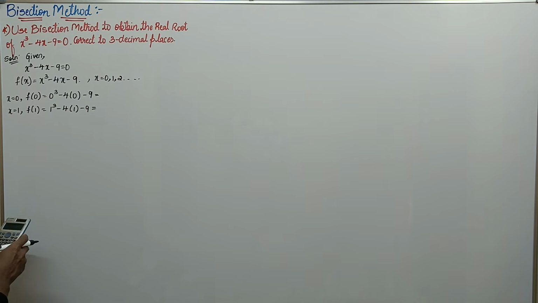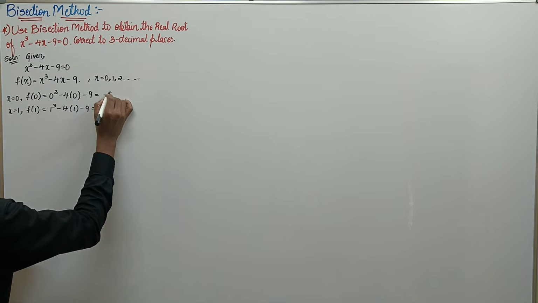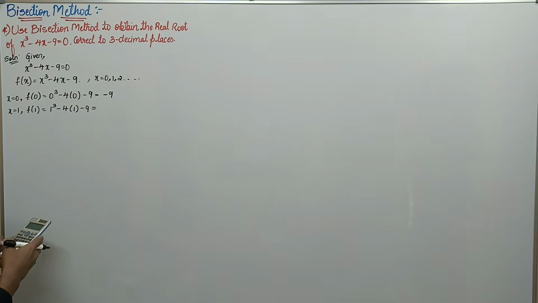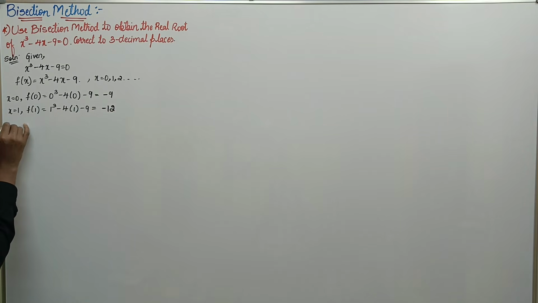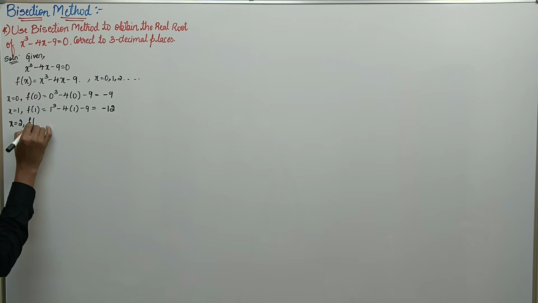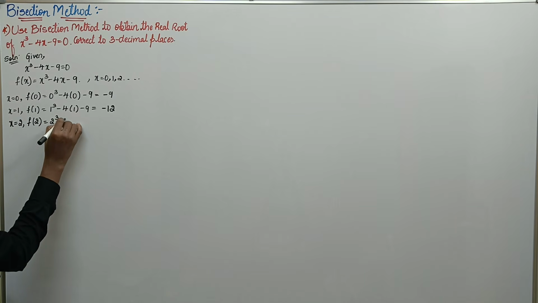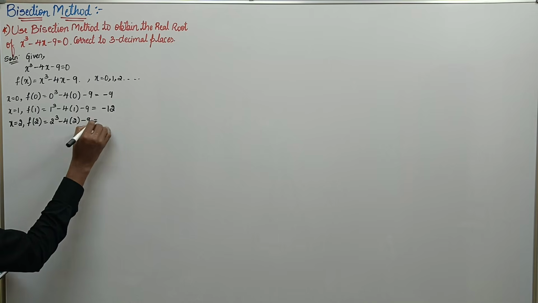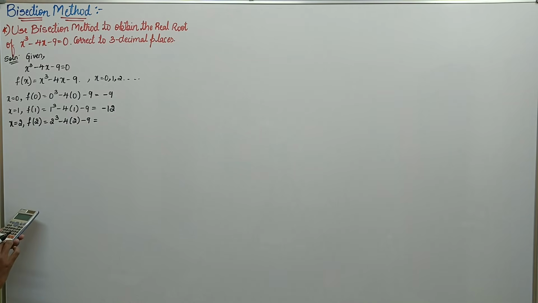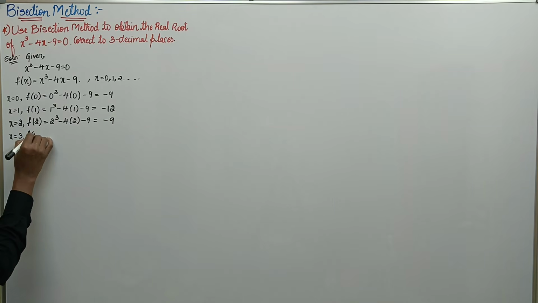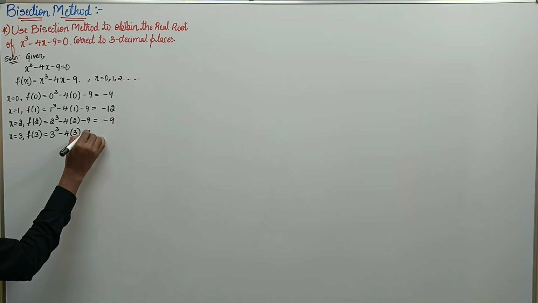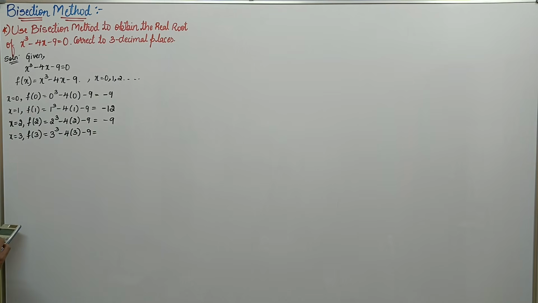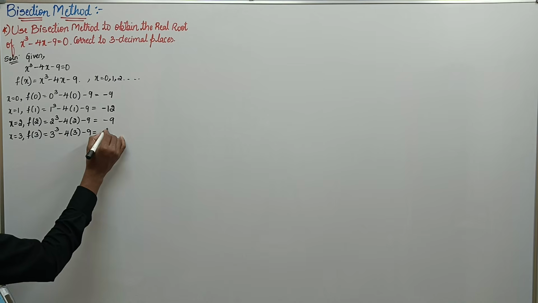See, for the value of x equal to 0, I got minus 9. Similarly, for the value of 1, I got minus 12. Next, similarly, x equal to 2, f of 2 is equal to 2 cube minus 4 into 2 minus 9, which is equal to, calc 2, you get minus 9. x equal to 3, f of 3 is equal to 3 cube minus 4 into 3 minus 9, equal to, calc 3, you get 6.